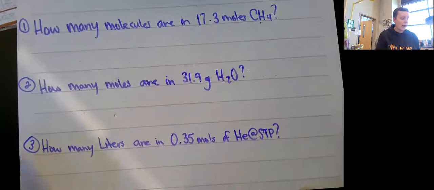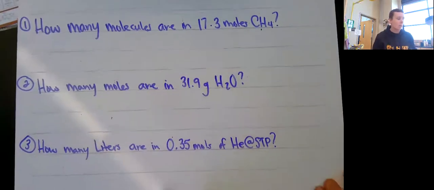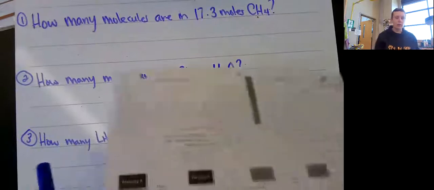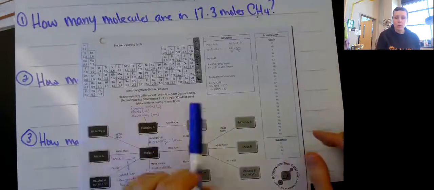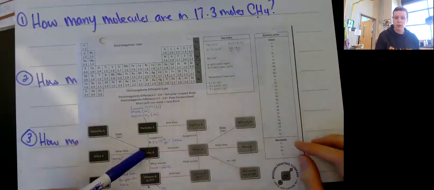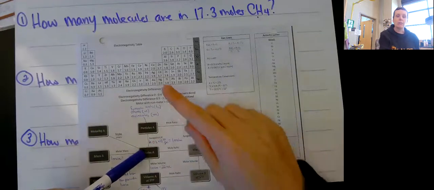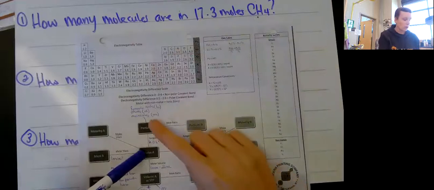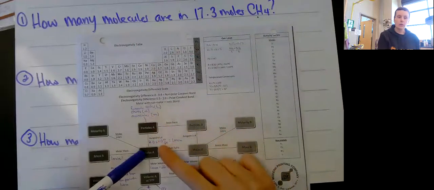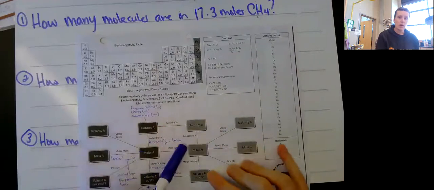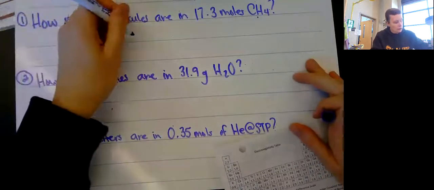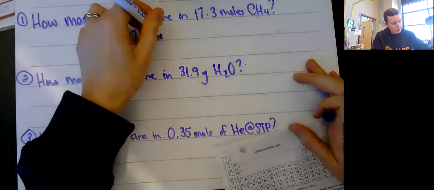Okay, first question, how many molecules are in 17.3 moles of CH4? Well, if we look at our molar map here, we are being given moles of CH4. Moles is where we're starting. It's asking for molecules of CH4. Molecules are one of our particle types. So we're trying to go from moles to molecules, which means that all we need is Avogadro's number, and this is our conversion factor. So we're starting with what we're given in the problem, 17.3 moles of CH4.